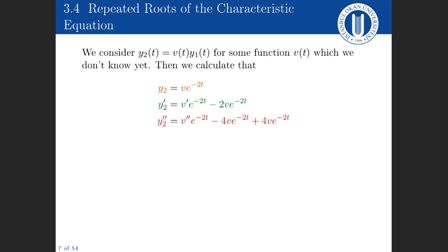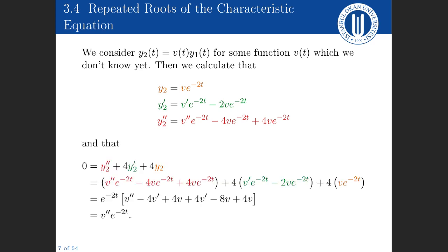Then we can differentiate two times, and we can substitute this into the differential equation. We want y2 to satisfy the differential equation. So we want y2 double prime plus 4y2 prime plus 4y2 to be equal to 0. When we substitute in and simplify, a lot of the terms disappear, and we're left with v double prime e to the power minus 2t. e to the power of minus 2t is never equal to 0. So what we must have is v double prime is equal to 0.